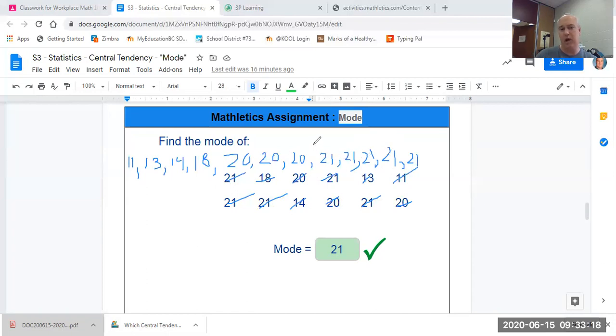And hopefully, when I organize it this way, it's pretty easy to see that 21 is the most frequently occurring. It has 5 numbers, and the next closest is 20 with 3 numbers. So that's why the mode is 21. It's the most frequently occurring in this section.